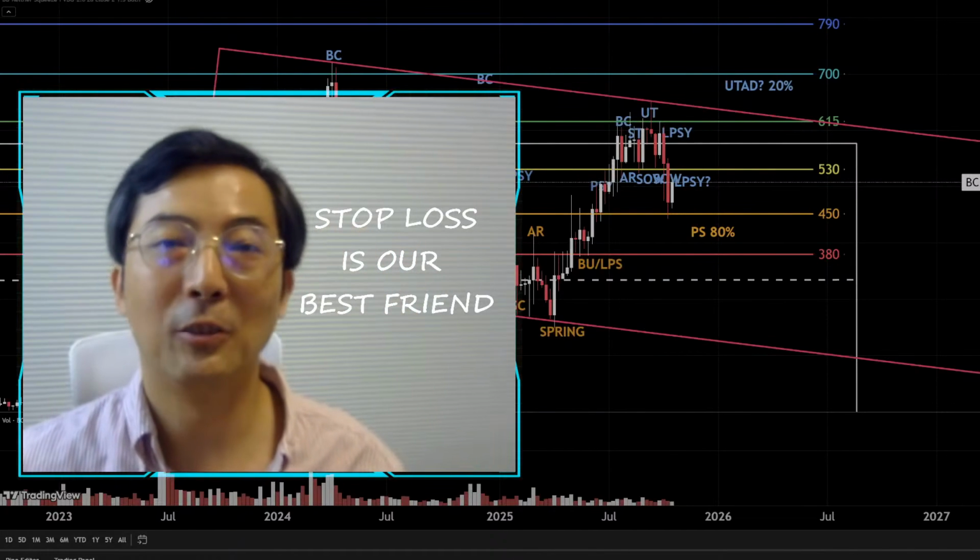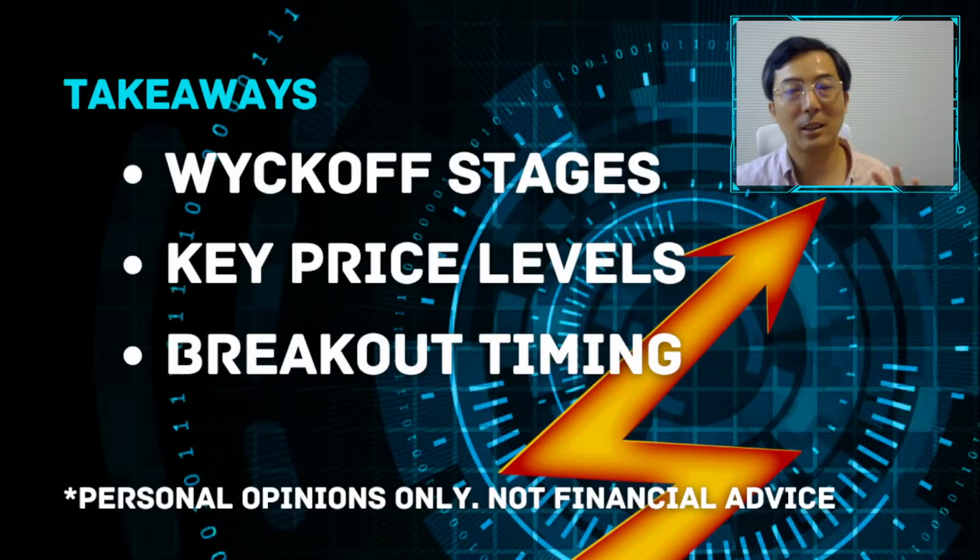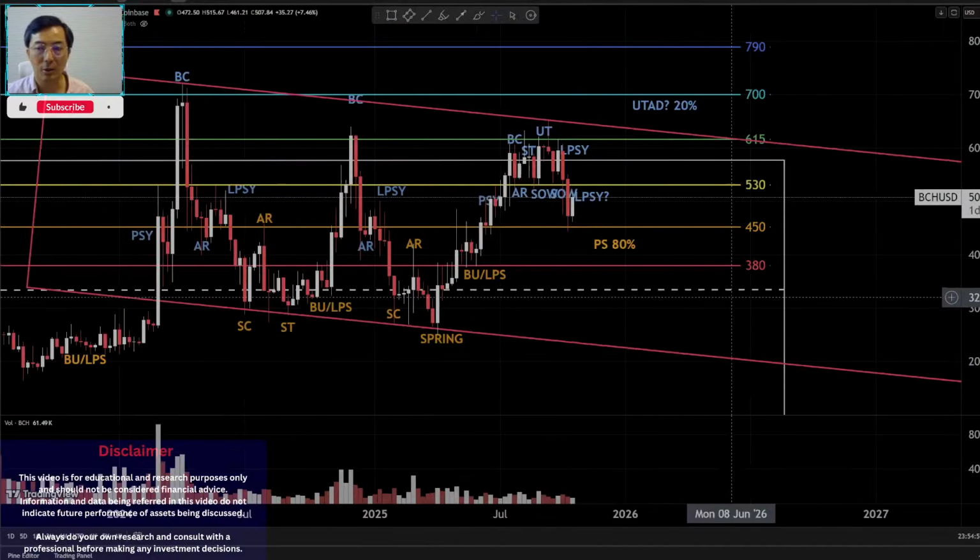Hi there! If you're new to my sessions, these are the key takeaways you can expect after the session. I'll cover the Wyckoff stages for Bitcoin Cash, both in the weekly and daily time frames, key price levels for Bitcoin Cash to find support or resistance, and also any breakout timing indicated by the charts. So let's start with the weekly chart.